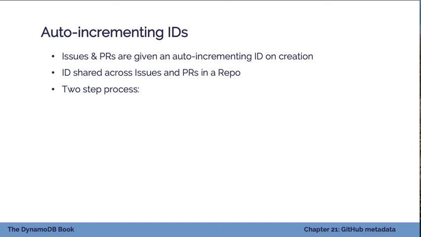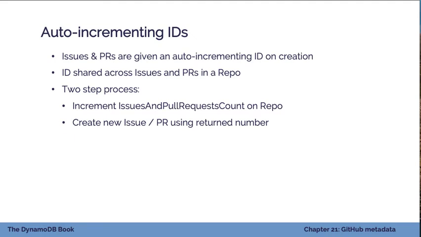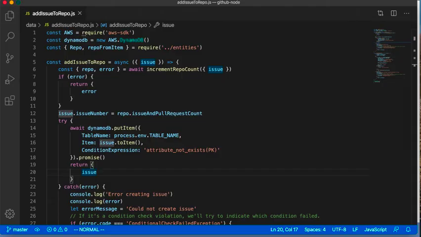So the way we're going to handle this is going to be a 2-step process. Number 1, we're going to keep track of the current issue and pull request count number on that repository item. And when this new create issue or create pull request comes in, we're going to increment that first. So we're going to run an update operation on that repo item to increment that counter. We're going to get that value back, and then we're going to create a new issue or PR using that returned number. Let's take a look at that in code.